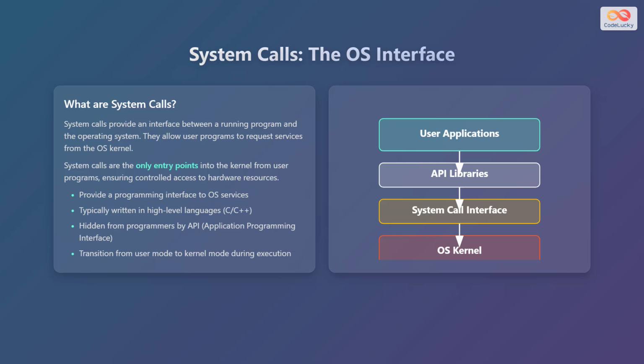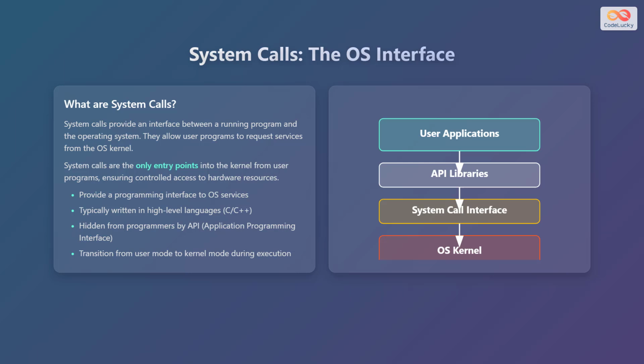Let's learn about system calls. System calls provide an interface between a running program and the operating system. They allow user programs to request services from the operating system kernel. System calls are the only entry points into the kernel from user programs, ensuring controlled access to hardware resources.